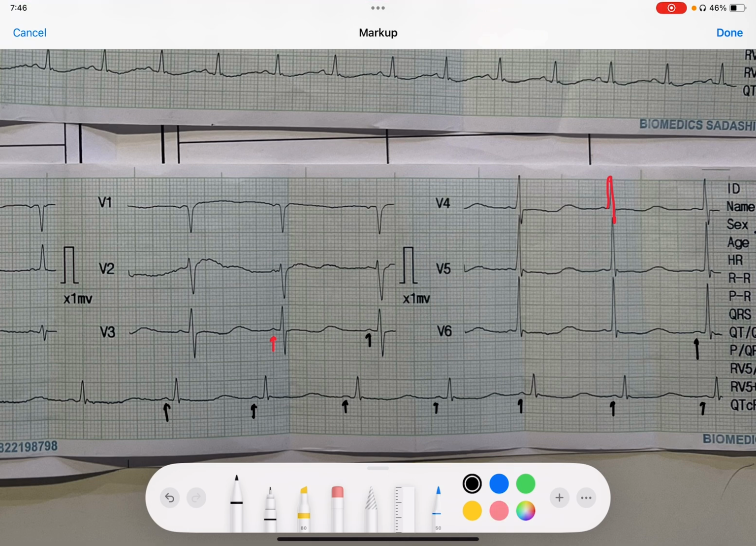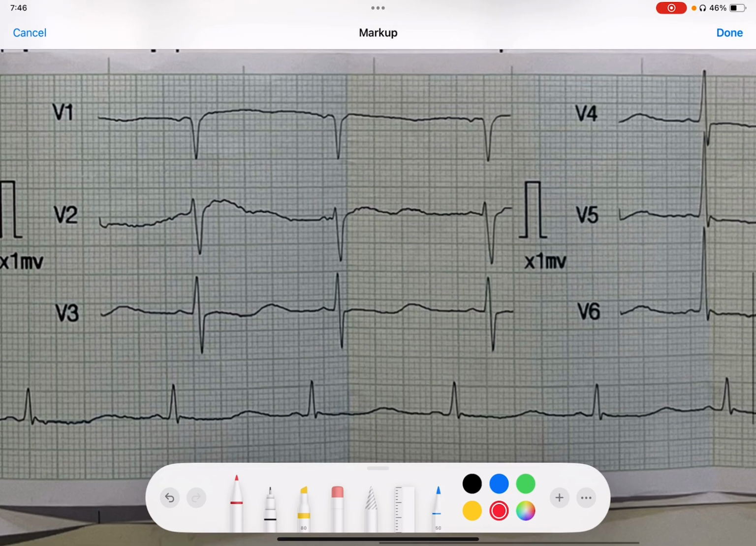Now we see QRS is pretty good. We have good QRS complexes. Now the thing to see is the T waves. So when we zoom in, we can very clearly see, indeed in V3, not in V1, that T is inverted.